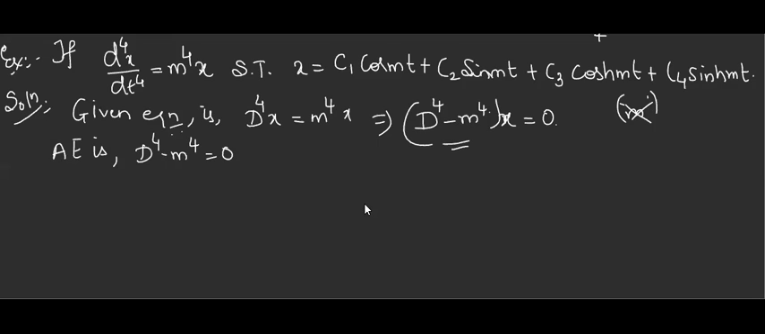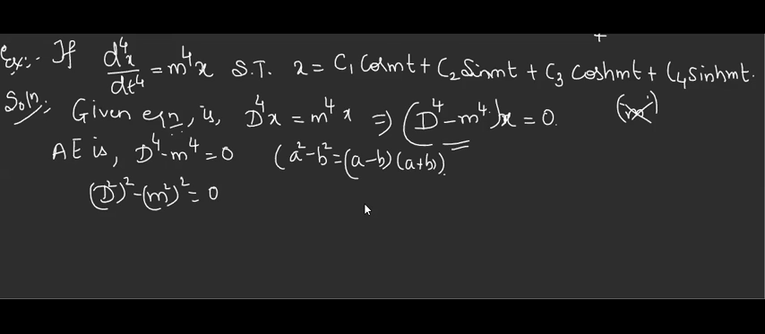The a square minus b square formula is very useful. If this can be treated in the a square minus b square format, where the factors are a plus b and a minus b. This is d square the whole square minus m square the whole square. Correct? A square minus b square is a plus b into a minus b. Am I correct now?